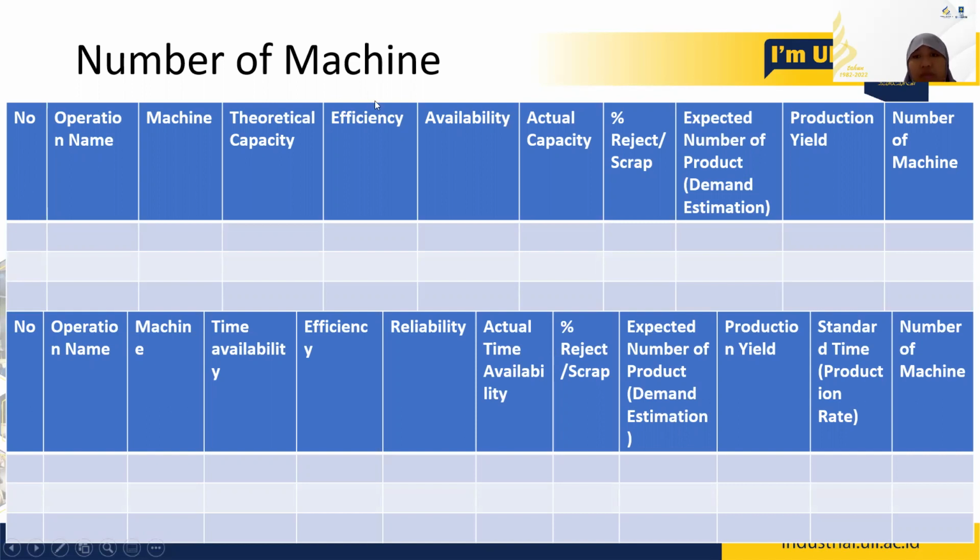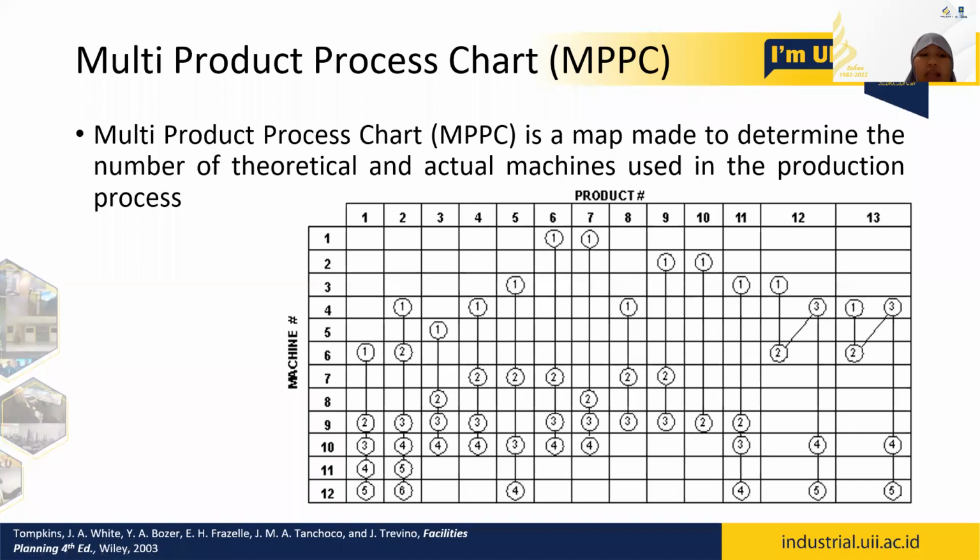Or if we have the other data, for example, we only have the standard time or the product rate, we also can find out the number of machines based on the actual time availability. So the upper table is based on the number of actual capacity units, while the table below is based on the actual time availability.